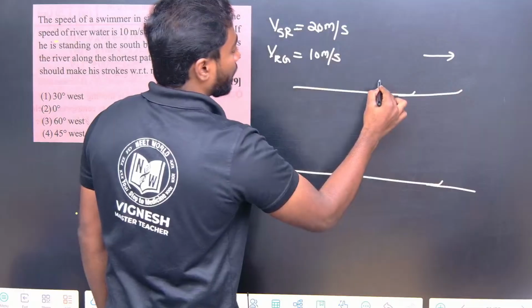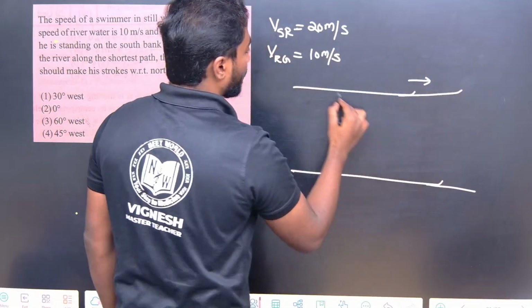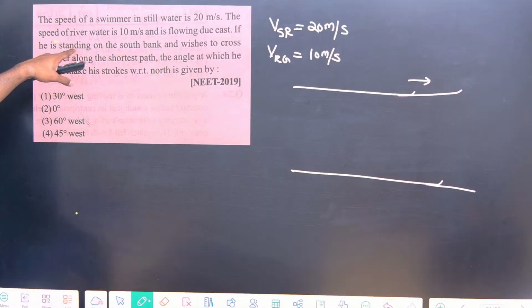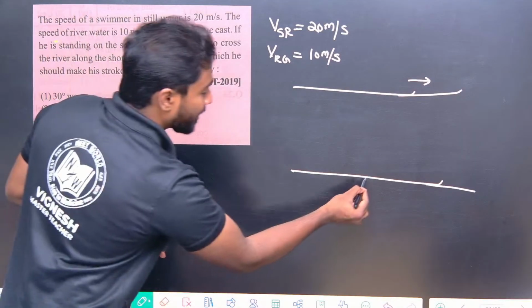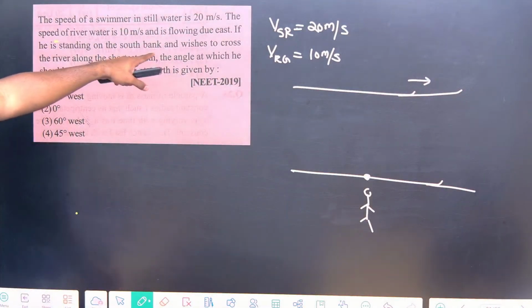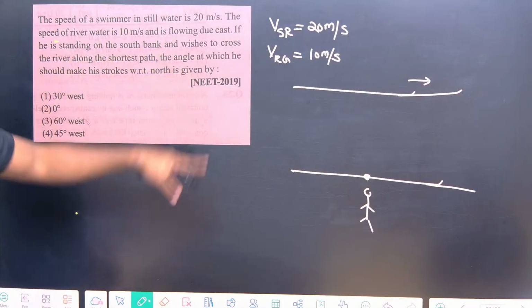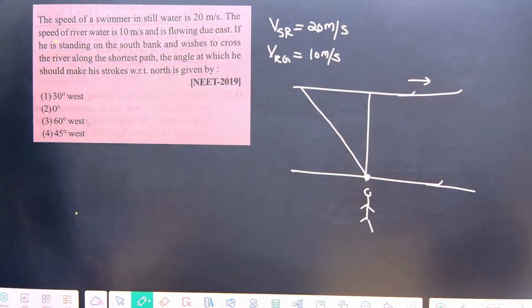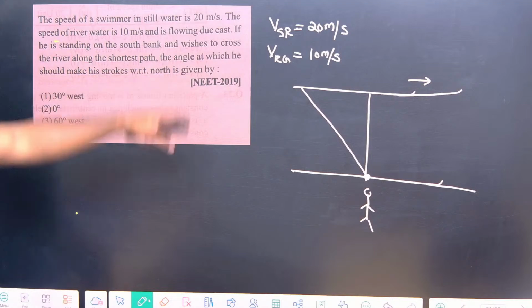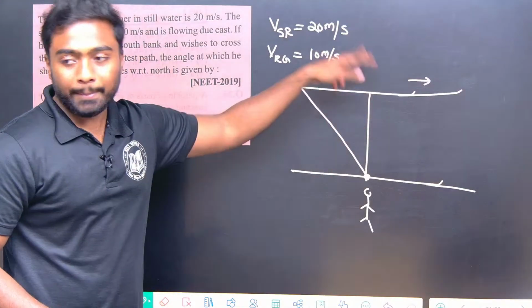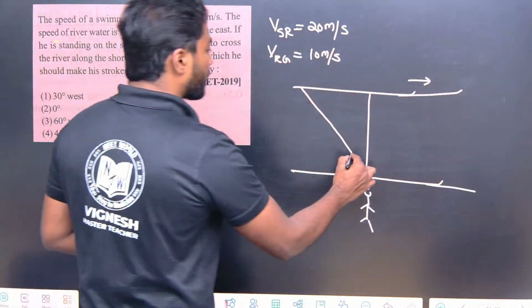So this is my river, which is flowing in this direction. What they are saying is that a person standing on the south bank wishes to cross the river along the shortest path. Shortest path, in the sense, this is my diagram, shortest path diagram. The angle at which he should make his stroke with respect to north is asked. So at which angle he should go to take the shortest path? I need to find the angle over here.